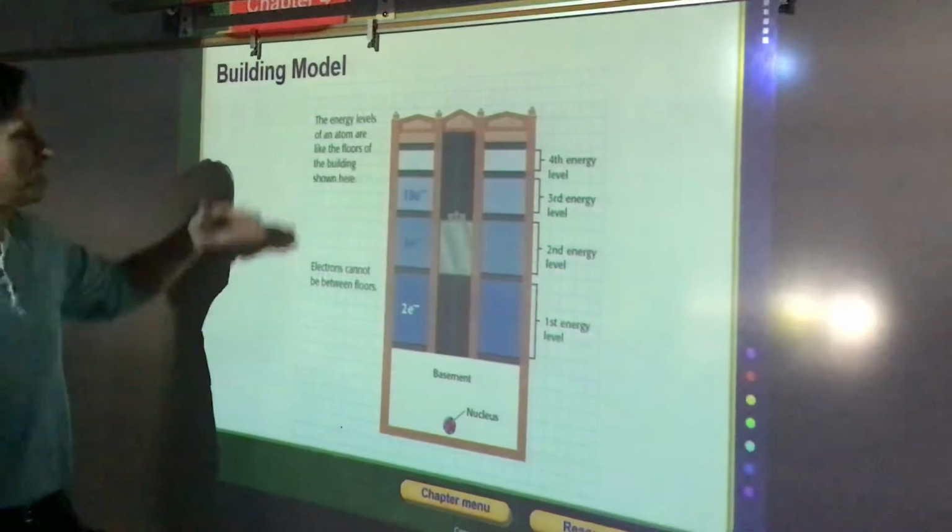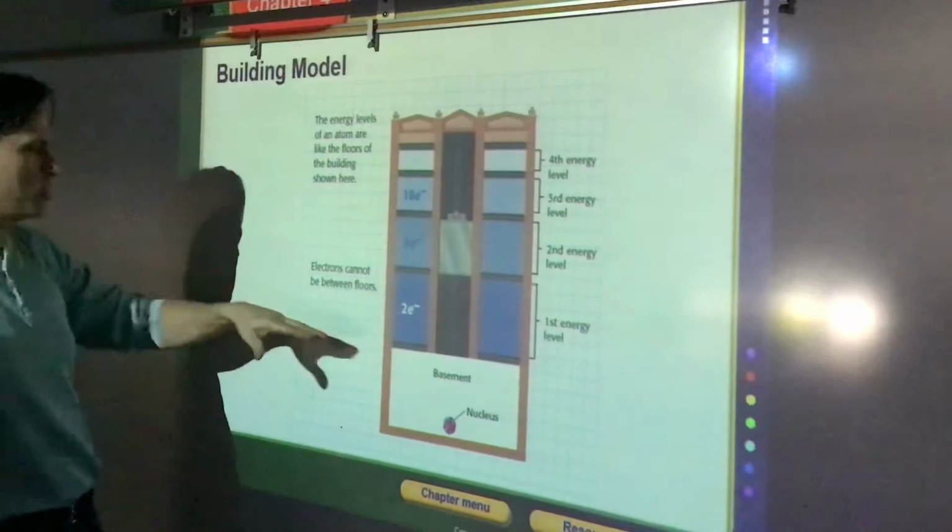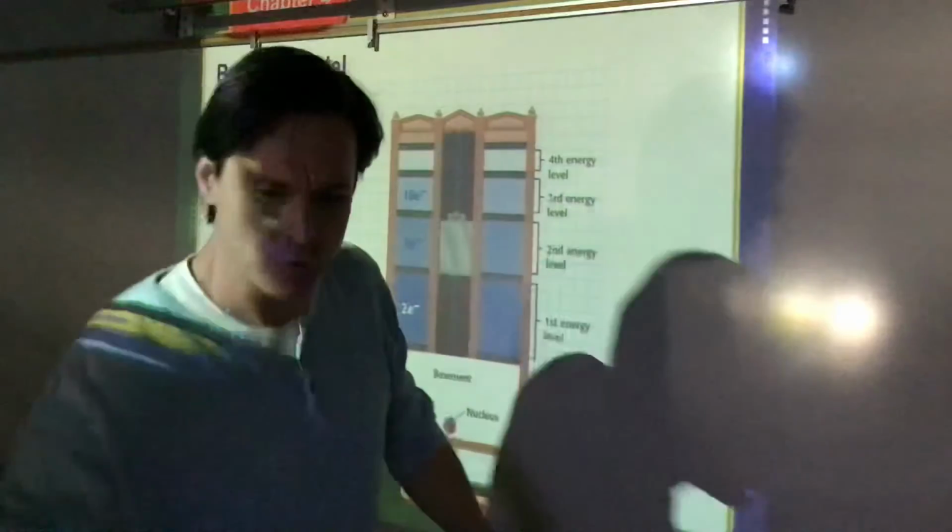So this was a nice start, but they were talking about energy levels of an atom like the floors of the building show. Electrons cannot be between floors. They go 2, then 8, 18, and they just keep on going up. So understand that basic concept.